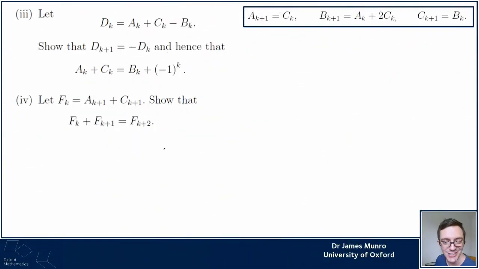So we're going to use the previous part of the question now. Here's some more algebra they'd like us to do. So it defines a new thing, d_k. This is a new sequence, and each d_k, the kth term in that sequence, is going to be defined by a_k plus c_k minus b_k. Okay, and I've put up here those things that we just proved. And I reckon that's going to be relevant because they want us to show something about d_(k+1) in terms of d_k.